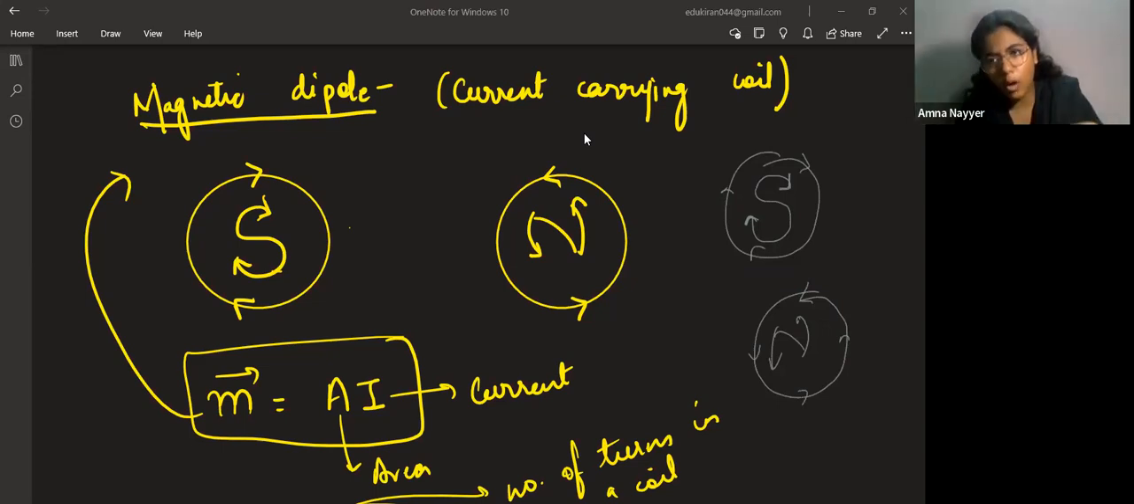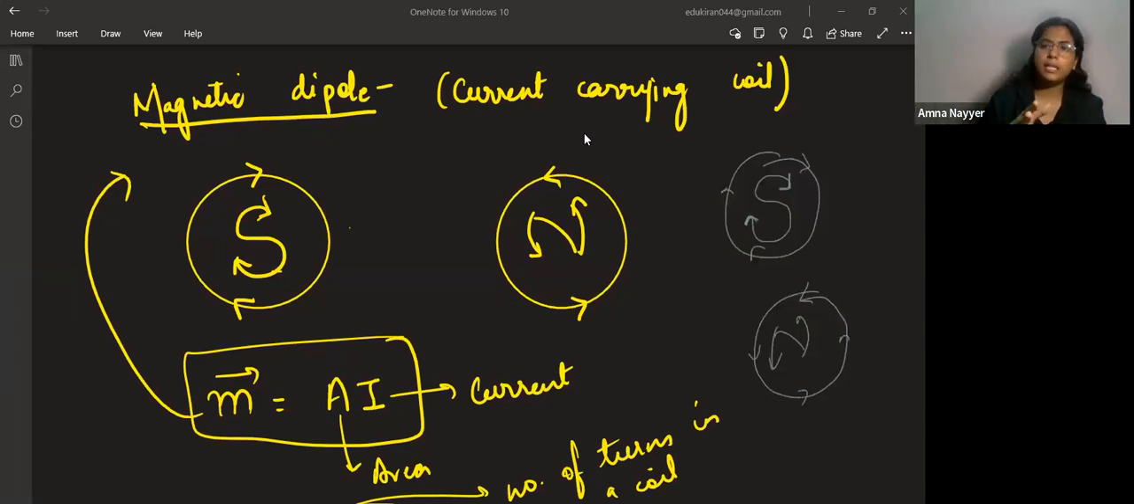If the clockwise direction is coming, you can relate it with south polarity. So just remember, anti-clockwise north polarity, clockwise south polarity. This is how you have to find out the polarities if circular loops are provided to you. Now, formula for magnetic dipole moment. Magnetic dipole moment is simply the area of the coil multiplied by the current.